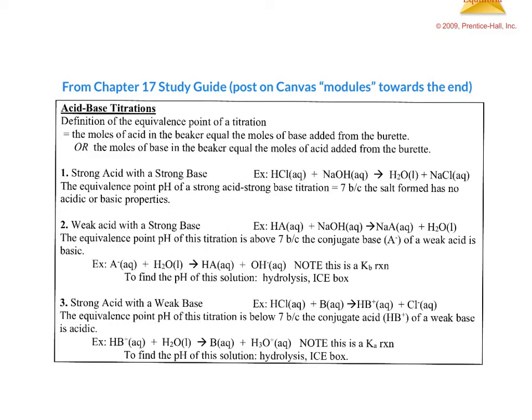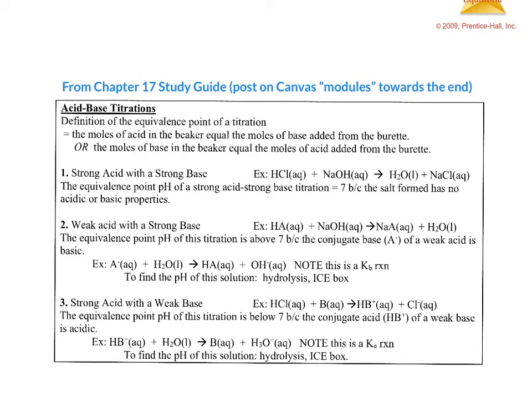In this lecture, we're going to cover Chapter 17, Section 4, and look at acid-base titrations, where we have both a strong acid and a strong base. I wanted to point out an item in the study guide from Chapter 17, where I have notes on acid-base titrations. Please make sure you have this downloaded on your computer, printed out.